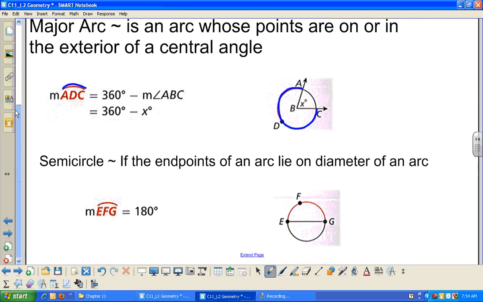In a semicircle, the endpoints of the arc lie on the diameter of the circle. So here EG is the diameter of the circle, so the measure of EFG is a semicircle. Semicircle arcs are always going to be equal to 180 degrees.